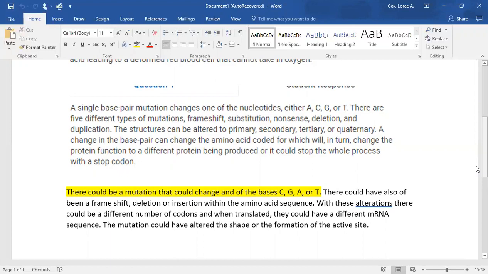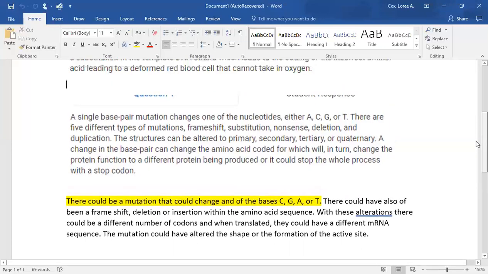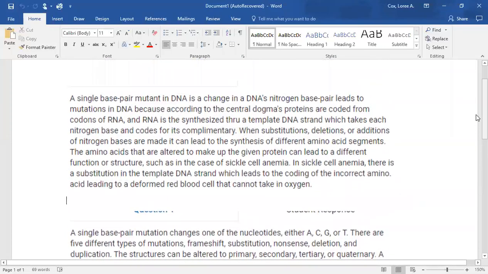There are also 5 different types of mutations: frame shift, substitution, nonsense, deletion, and duplication. Not a point. Why? Because they just restated the scoring guideline again. So you should be picking one of those when you do your correction and describing what it is. Okay. So let's page back a little bit further to this person's response. A single base pair mutant in DNA, awesome. We got that DNA word there.